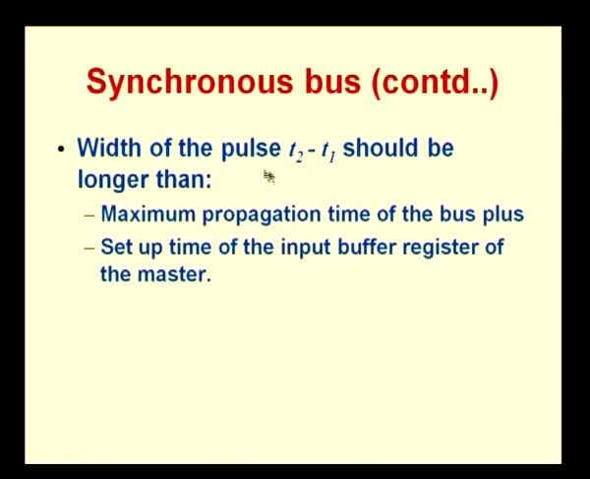Right. So, the width of this pulse T2 minus T1 should be longer than these two things: the maximum propagation time of the bus plus the setup time of the input buffer register of the master. Okay. So, these are the two things that we need to take into account. So, for T0 to T1 we have a requirement, similarly from T1 to T2 we have a requirement. So, these two put together will determine what is the overall pulse width, and it will also determine what is the frequency of the clock that can be used.